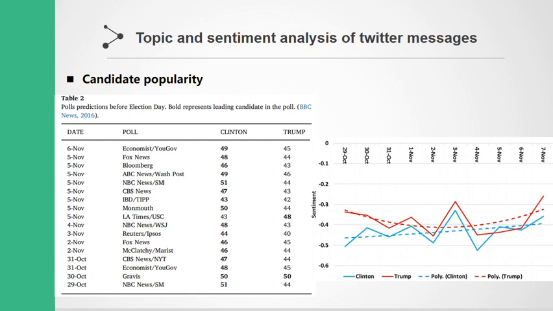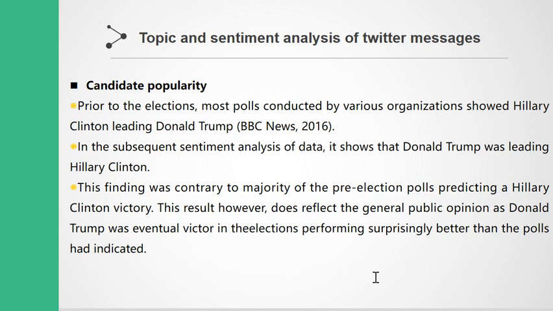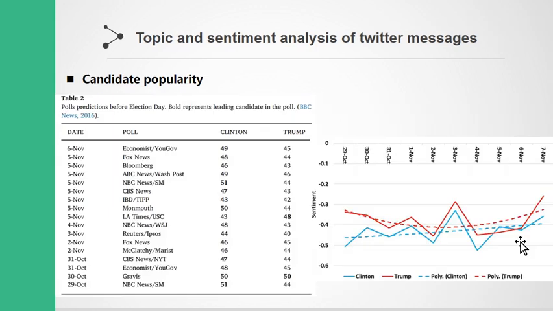Table 2 shows the poll predictions before election day, and we could look at this table to see the predictions before election day. The conclusion of the previous table: prior to the elections, most polls conducted by various organizations showed Hillary Clinton leading Donald Trump. In this picture we could say Clinton is really higher than Trump, 49, 48, 46.